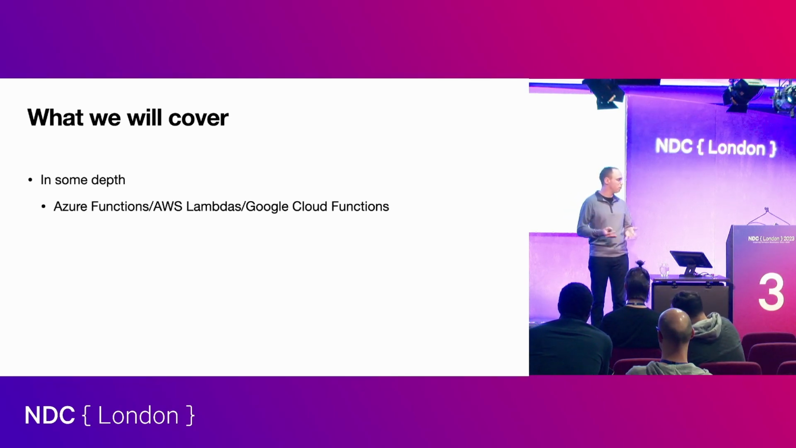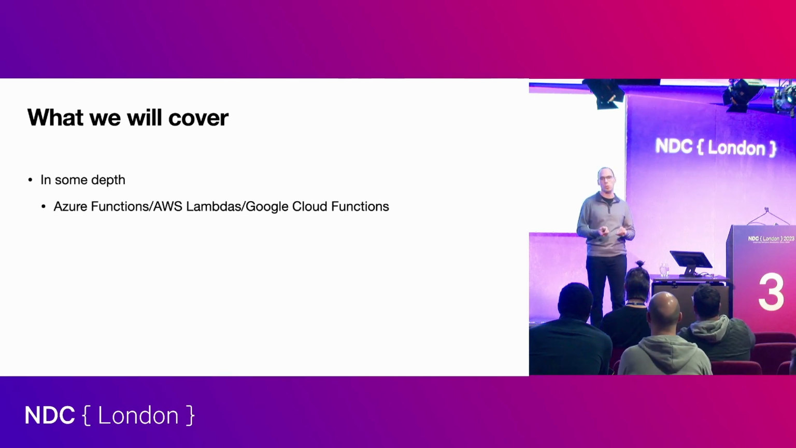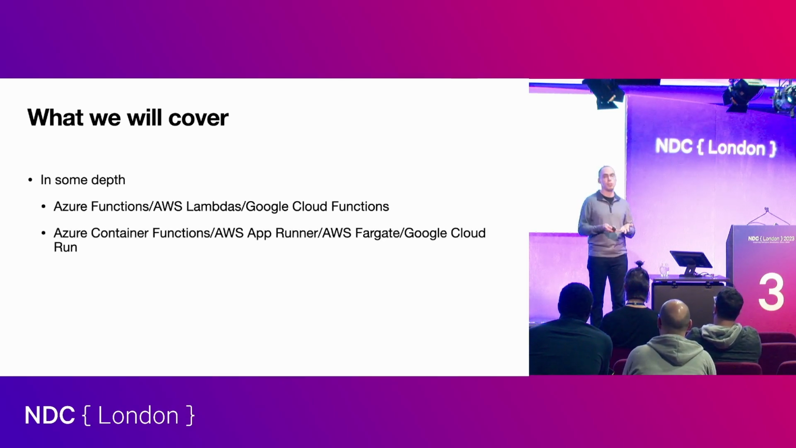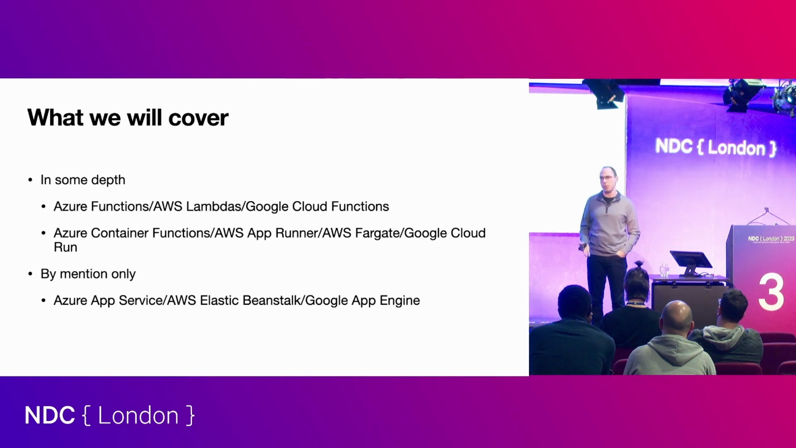this, Azure Functions, AWS Lambdas, Google Cloud Functions, and Azure Container Functions and the related products in the other cloud providers. There's Azure Container Apps, I should say. And then by mention only, we will talk about Azure App Service. I will just mention the products that exist at the other cloud providers and talk about what I use them for. TLDR, I use them to deploy like web forms apps or like a giant ASP.NET Core API.